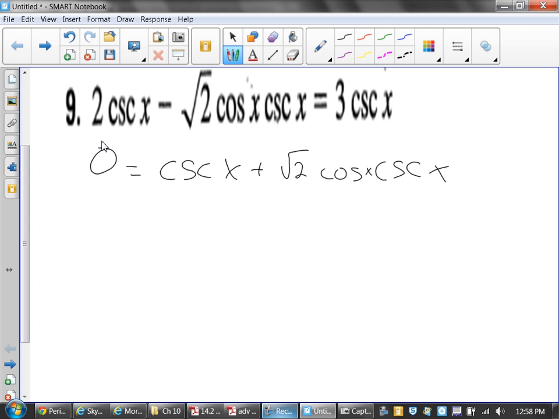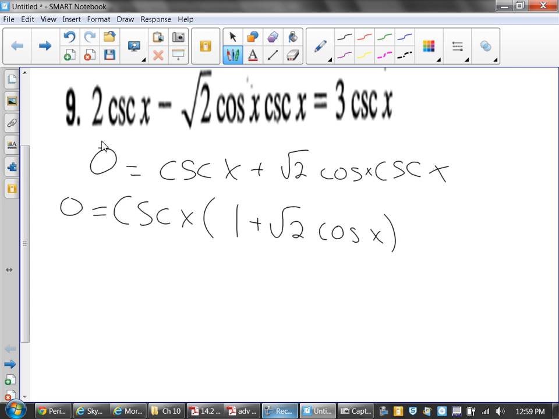Now I'm set up with 2 terms equaling 0. So I want to factor. At this point, I'm going to factor out a cosecant. When I factor out a cosecant, I'm left with 1 plus the square root of 2 times cosine of x, all equals 0. Which now means that I have 2 terms equal to 0.